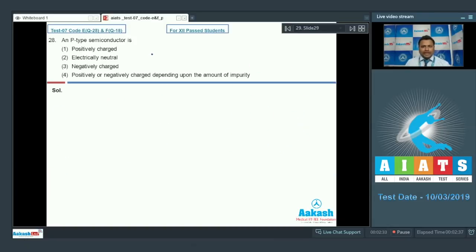Here is question number 28. A p-type semiconductor is, you are having 4 options: positively charged, electrically neutral, negatively charged, positively or negatively charged depending upon amount of the impurity. Now we know very well that all types of semiconductors are electrically neutral, so that's why we will go with option number 2.